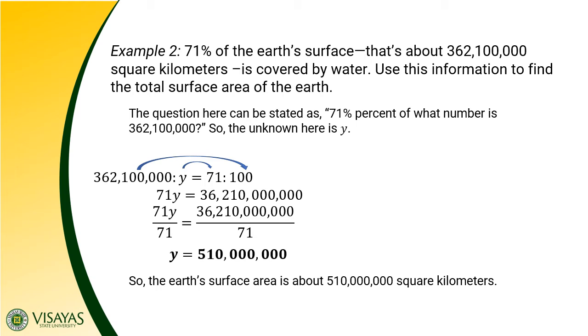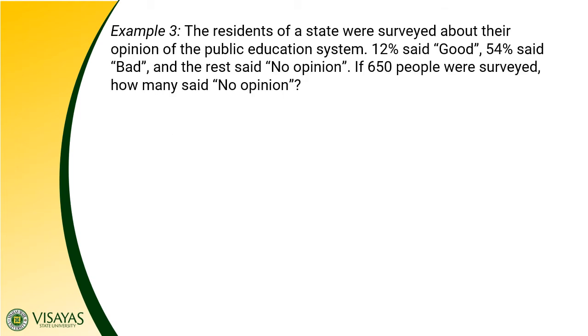And 362,100,000 is 71% of 510 million. Okay? Did you understand again? I hope you did. At least you are refreshed on the process of solving a proportion given a percentage problem. Okay, let's proceed to another problem.